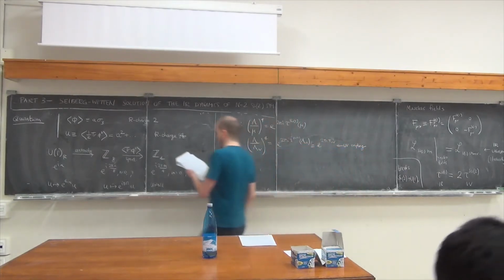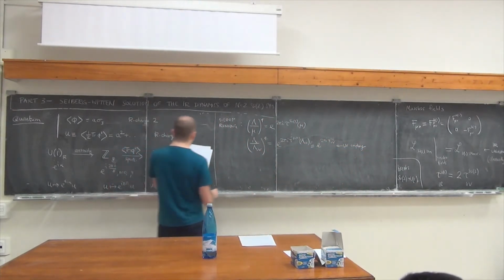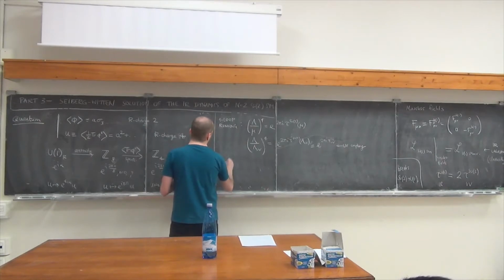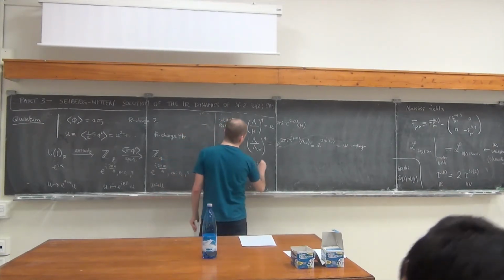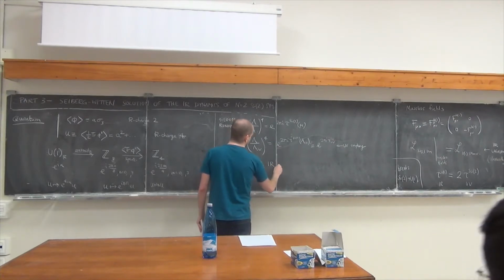But we're interested in the low energy coupling. So let's call tau of a the infrared effective coupling.